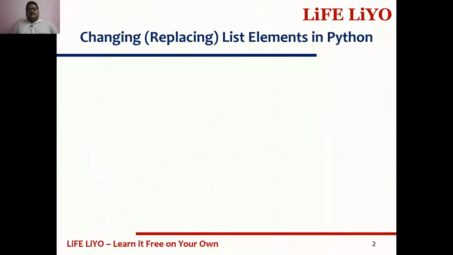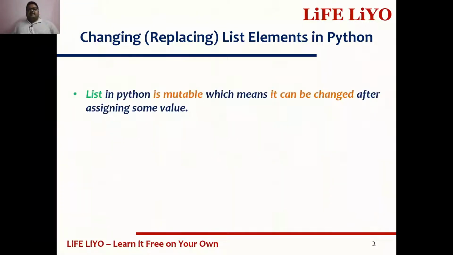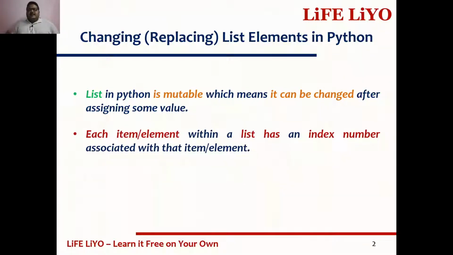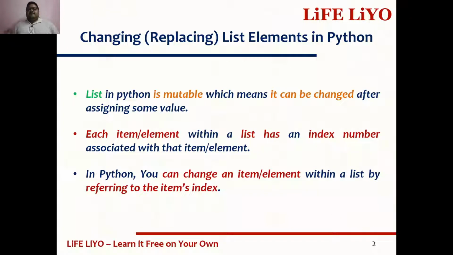We know that a list is a mutable type, which means once it is defined or once it is assigned some value, it can be changed in the future. So a list in Python is mutable. Each and every item or element in a list is associated with an index number. This index number plays a key role in changing an item or element in a list. That is, you can change an element within a list by using the item's index.